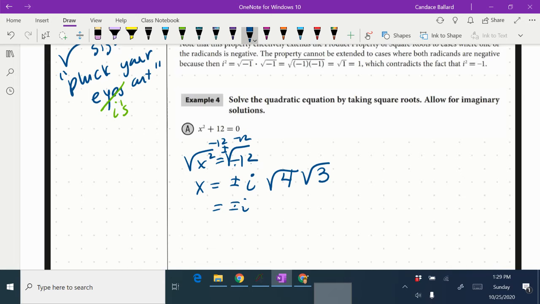So I got plus or minus i. The square root of 4 is 2. Square root of 3. Typically, that's not the way we would see it written. We would see it written as 2i square root of 3. You could also write it maybe as 2 square root of 3i. That's a little less common.